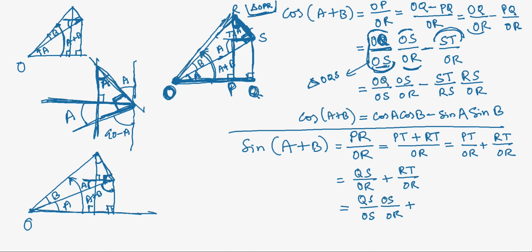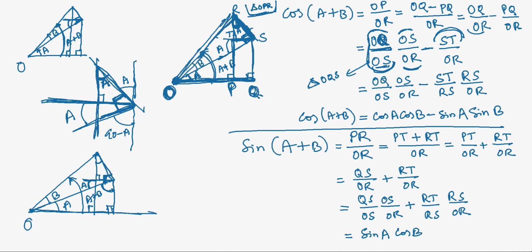RT will be the adjacent side of A. So that will be RT divided by RS, multiplied by RS divided by OR. So this will become QS, that will be sine A, and OS divided by OR will be cos of B. That will be cos of B.